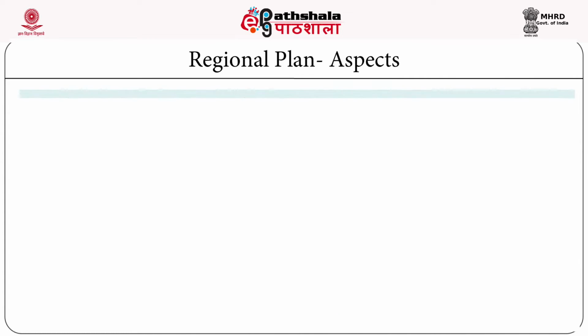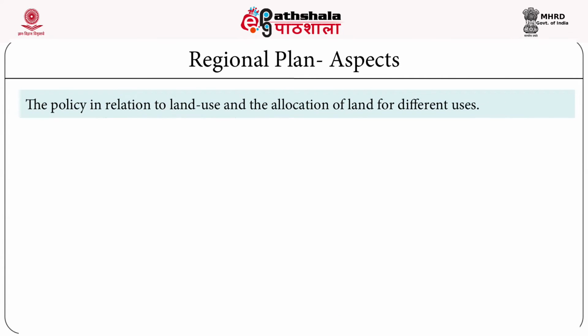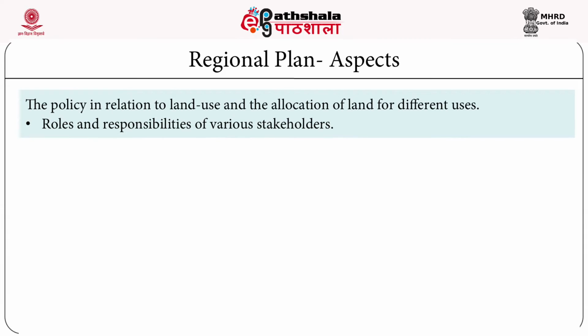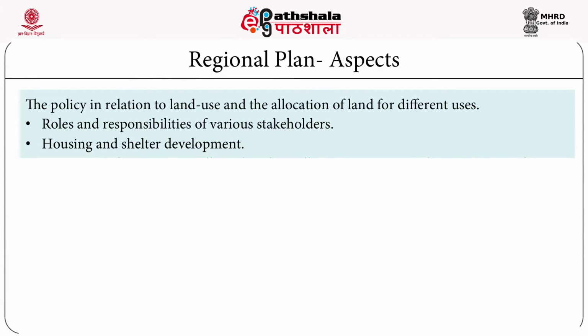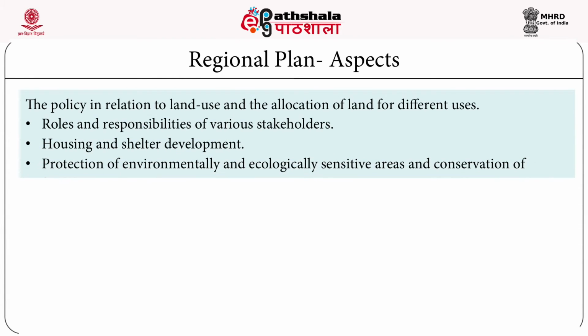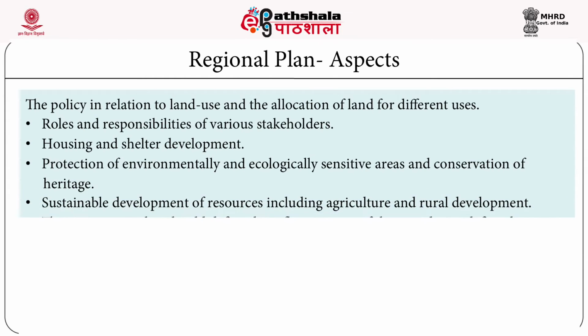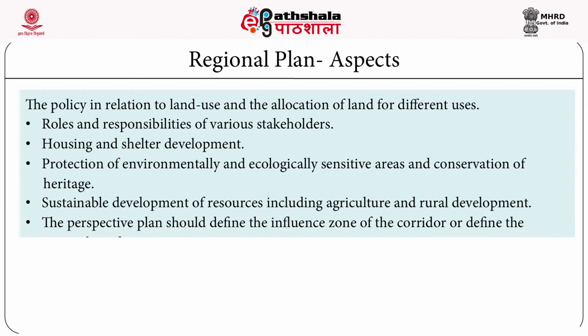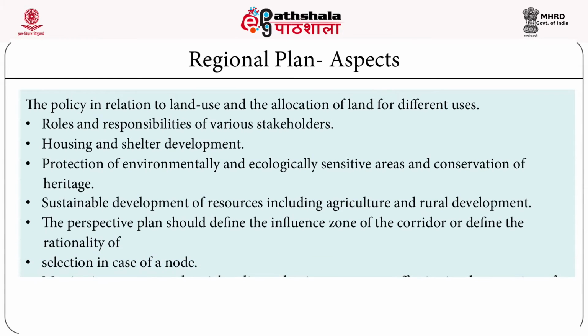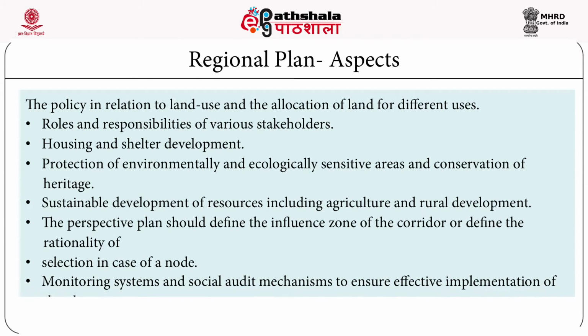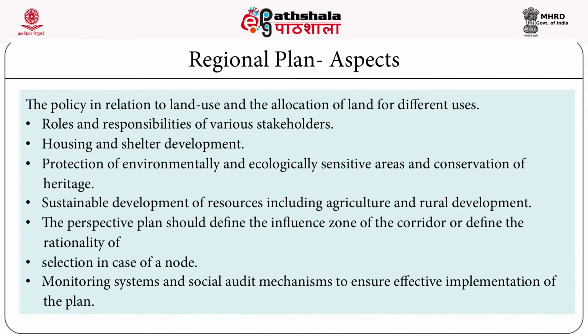Now what are the aspects of the regional plan? The policy in relation to the land use and allocation of land for different uses encompasses the roles and responsibilities of various stakeholders. It should talk about housing and shelter development, protection of environmentally and ecologically sensitive areas, and conservation of heritage, sustainable development of resources including agriculture and rural development.